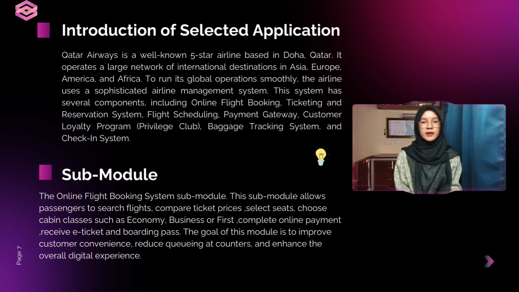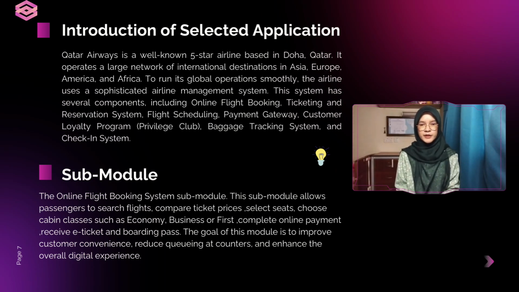For this slide, I will talk about the introduction of the selected application. Qatar Airways is a well-known five-star airline based in Doha, Qatar. It operates a large network of international destinations in Asia, Europe, America, and Africa. To run its global operation smoothly, the airline uses a sophisticated system that has several components, including online flight booking, ticketing and reservation system, flight scheduling, payment gateway, customer loyalty program, Privilege Club, baggage tracking system, and check-in system.